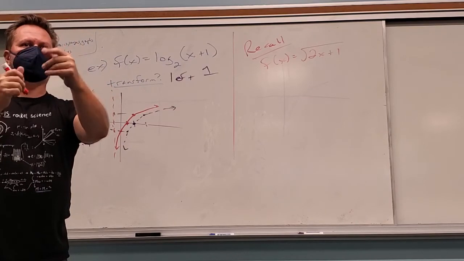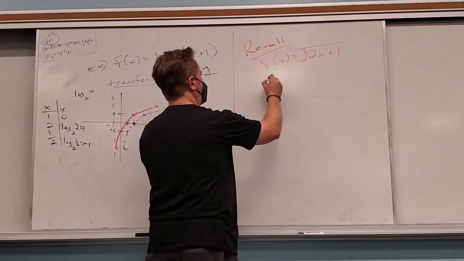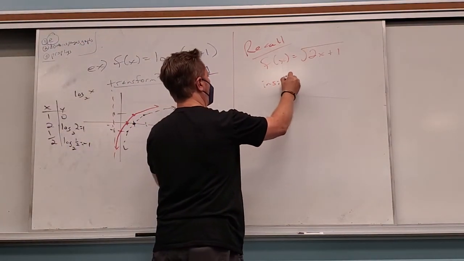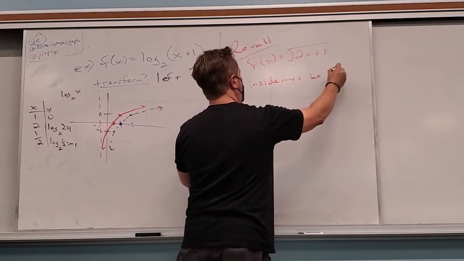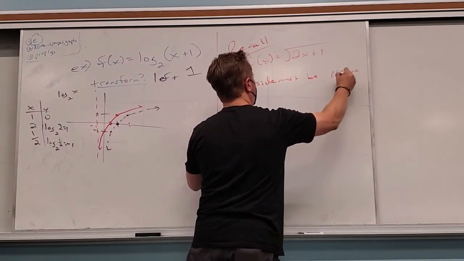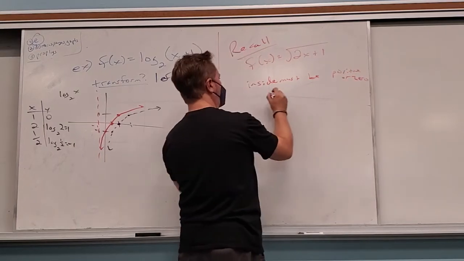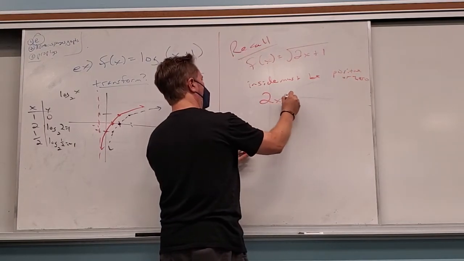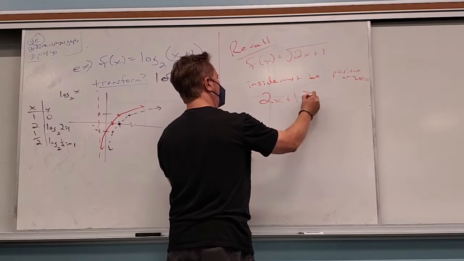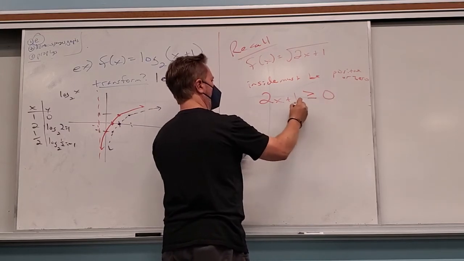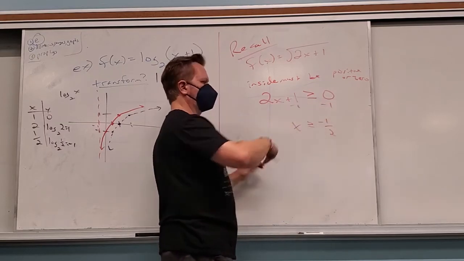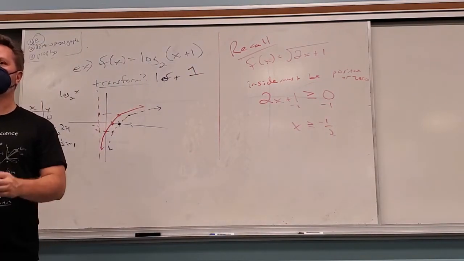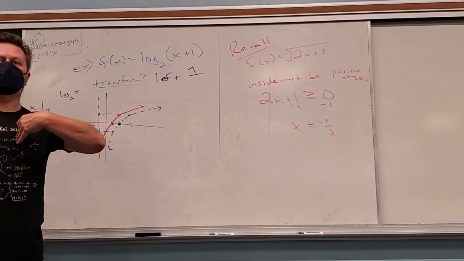It can't be negative. So the inside has to be what? Yeah, it must be positive, greater than or equal to 0. Positive or 0. So the inside has to be at least 0. So then if I solve that, negative 1 divided by 2, I get the domain. Are you with me? That's how we find the domain for any function somebody gives me.